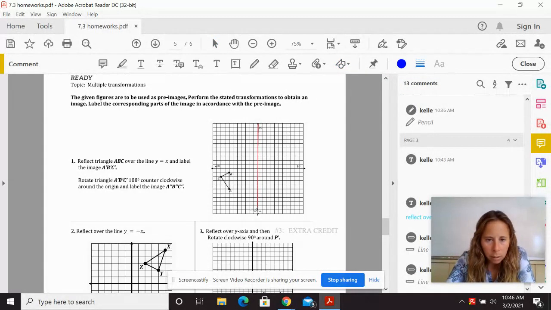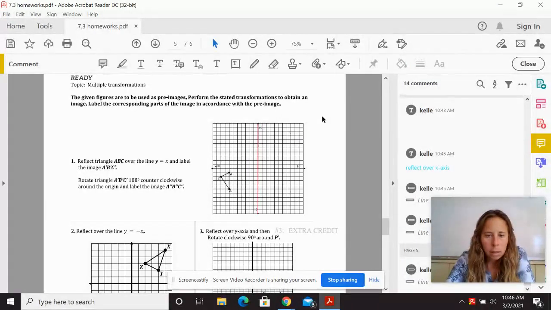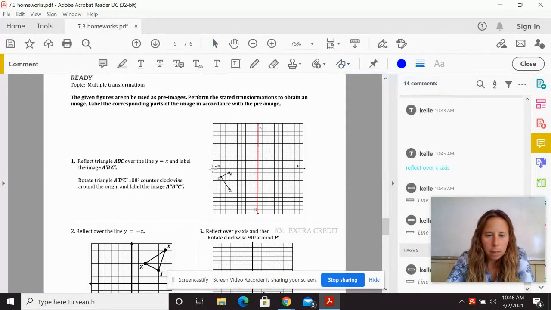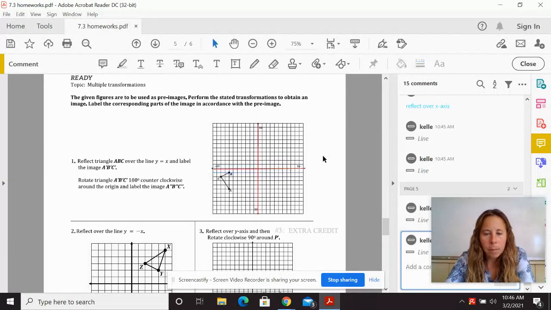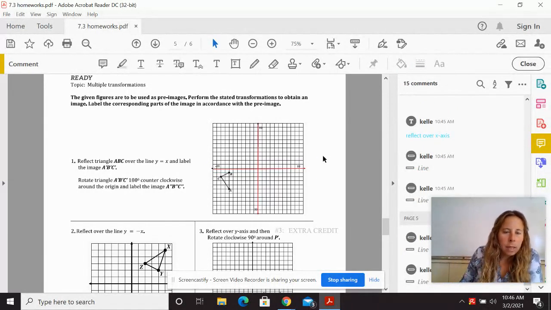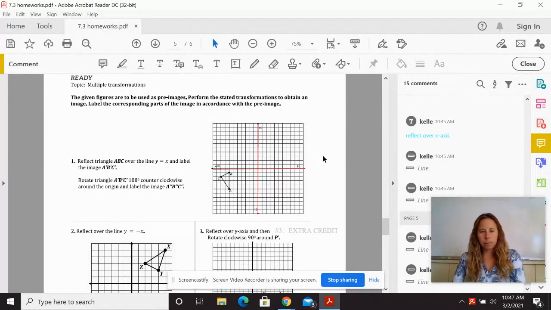Okay, so here is my y-axis. And here is my x-axis. Okay, so what am I doing? So reflect triangle ABC over the line y equals x and label the image A prime, B prime, C prime. Okay. Well, your first step here is to draw in the line y equals x.